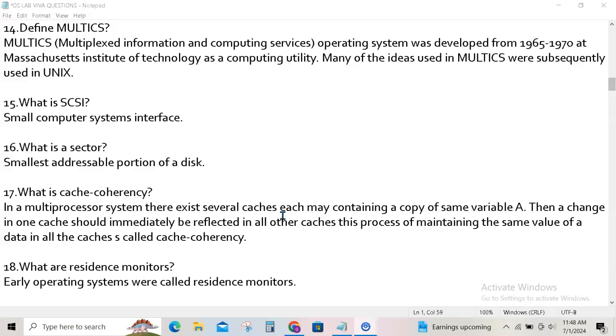What is cache coherency? In multiprocessor systems, there are several caches and each cache may contain a copy of the same variable A. Whenever the same copy of a variable exists in different processors, it should be the same everywhere. That is, a change in one cache should immediately be reflected in all other caches. This process of maintaining the same value of data in all caches is called cache coherency.